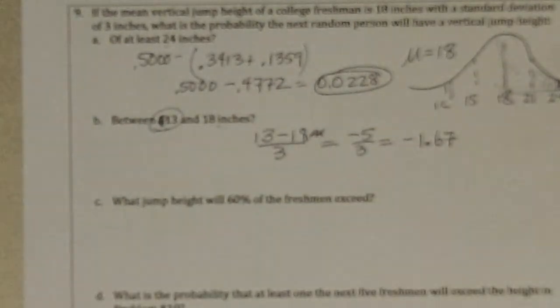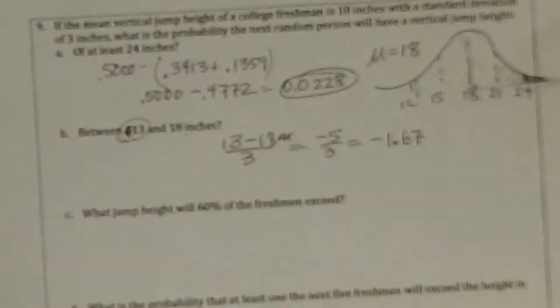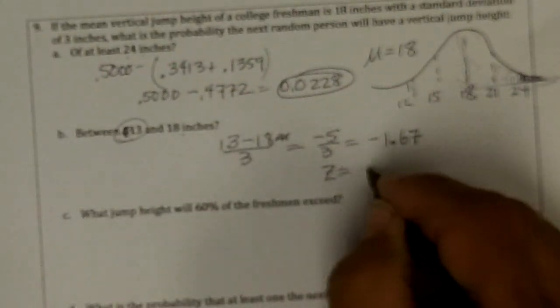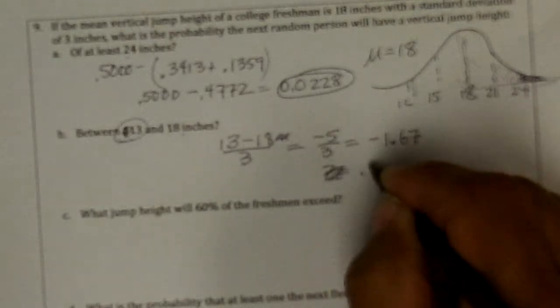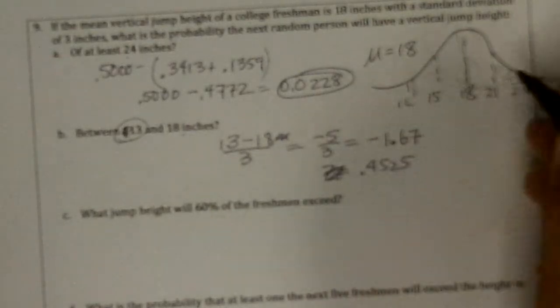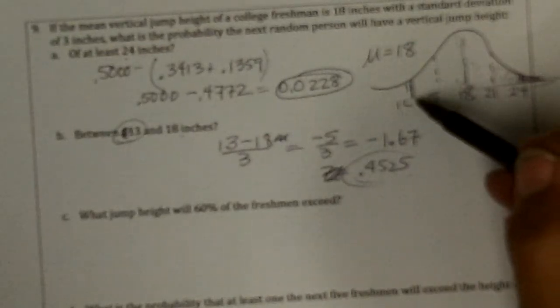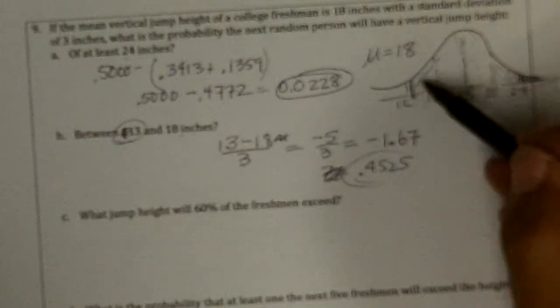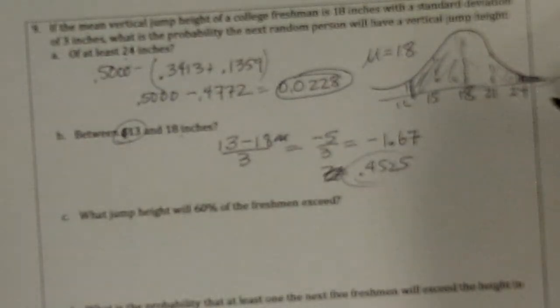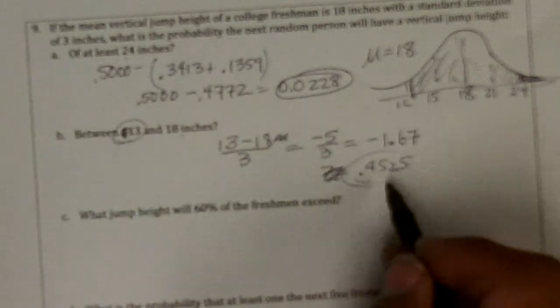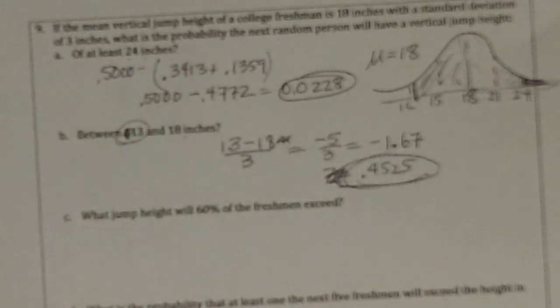13 minus 18 is minus 5 divided by 3, which is minus 1.67. So if I look up that z-score, 1.67 is 0.4525. 0.4525 is the probability between 13 and the center, and that's all I need, so that's what I want, 0.4525.